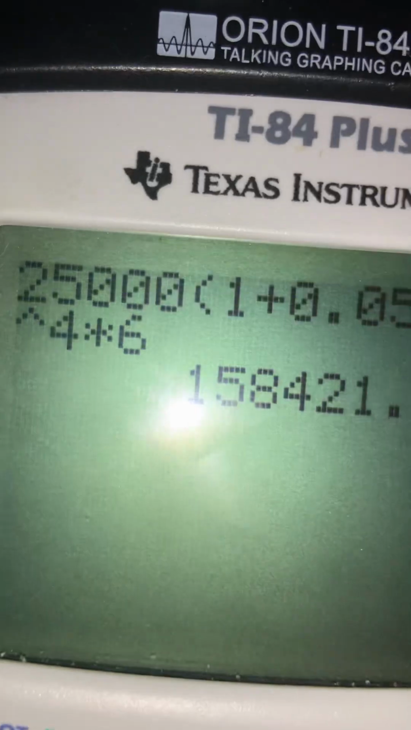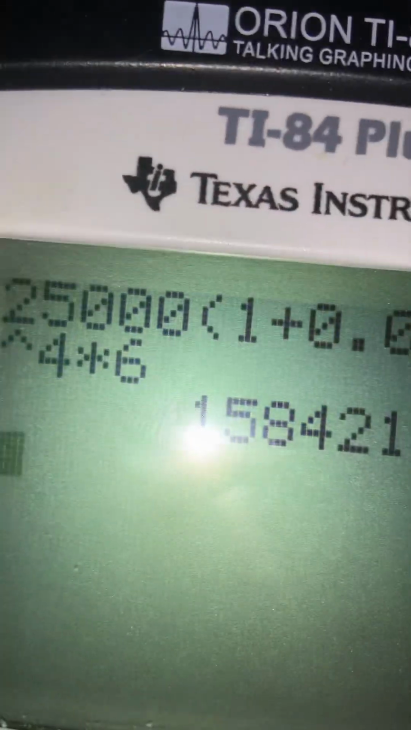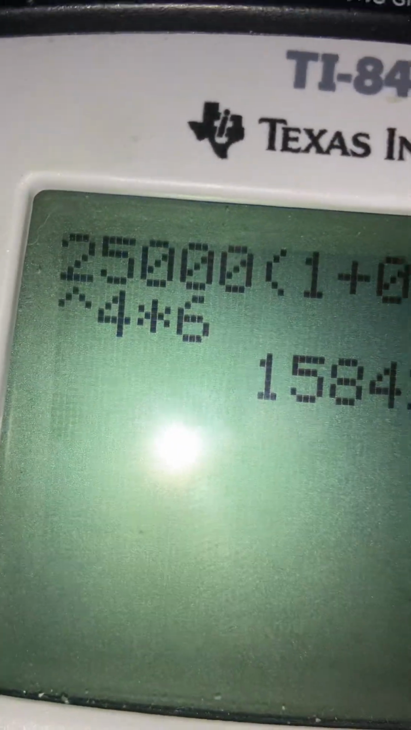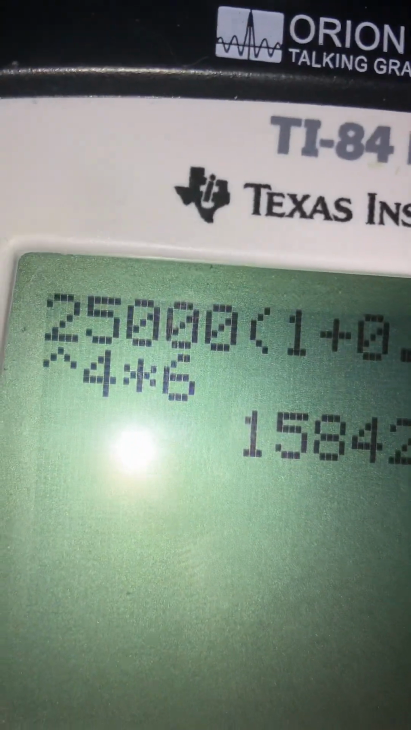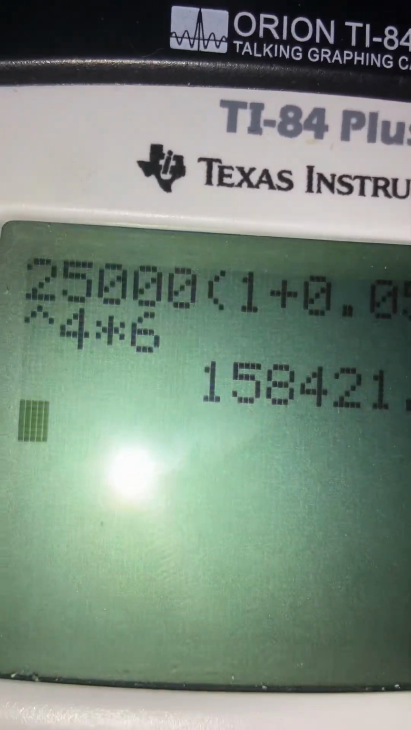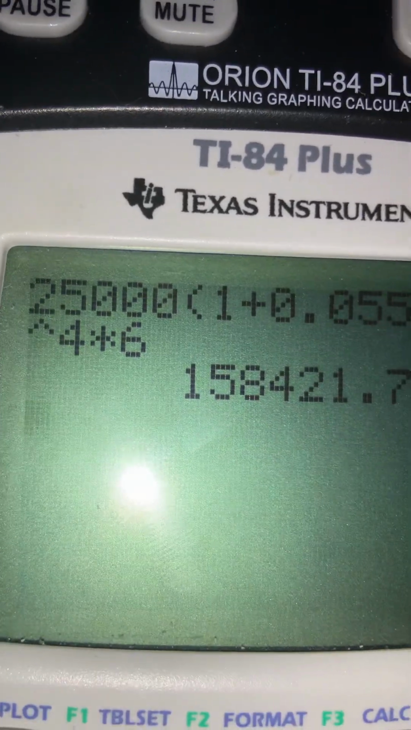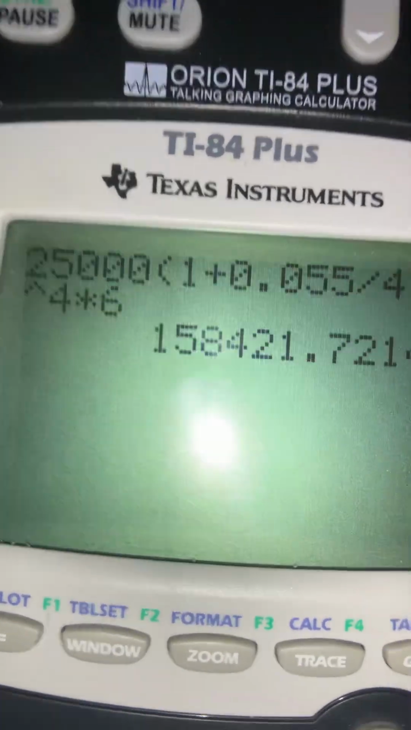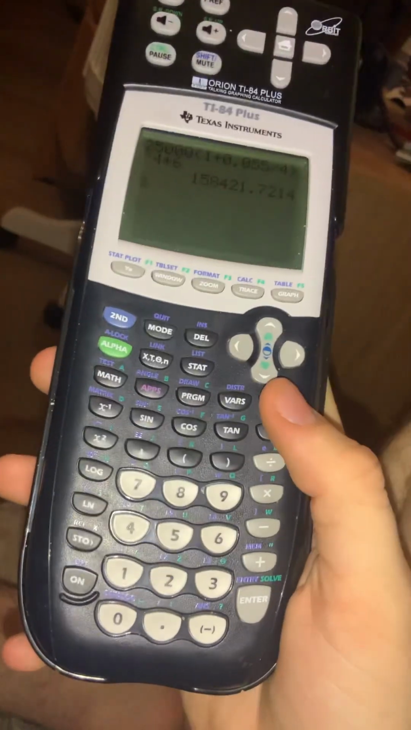158,421.7214. That is not correct. So let me show you why this is incorrect. So the 25,000 times the 1 plus 0.055 over 4 to the power. Now look at what happens with the power. The 4 is with the exponent, but the 6 is not. So what it's trying to do is raise everything to the power of 4 separately and then multiply by 6. But we don't want that. We want to multiply the n and the t values together inside the power.